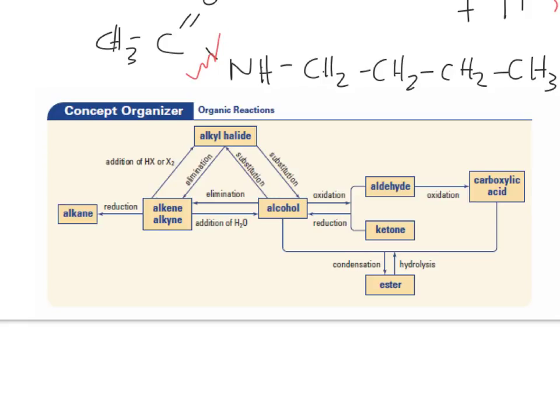Now this is just an intro concept organizer. They are missing a couple of families on here. Remember, if you take a carboxylic acid and an amine, which isn't on this chart, you could make an amide. So they forgot a couple of branches on here. So it's a good start.